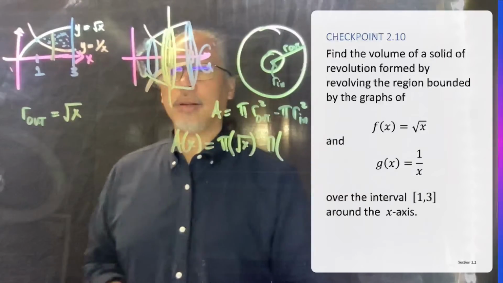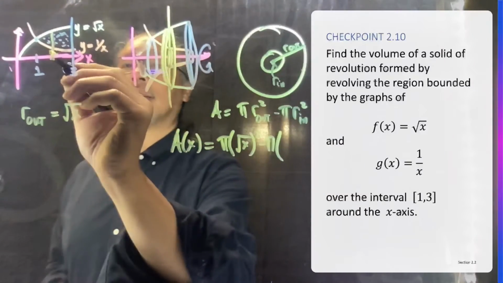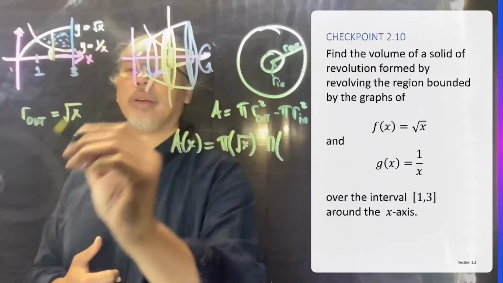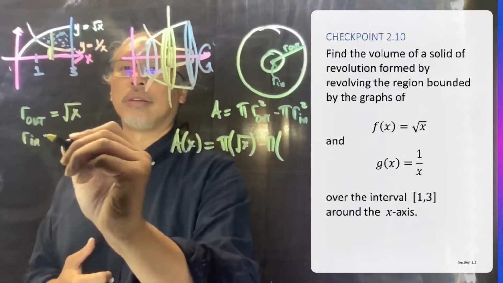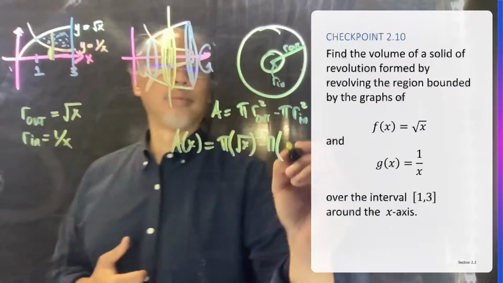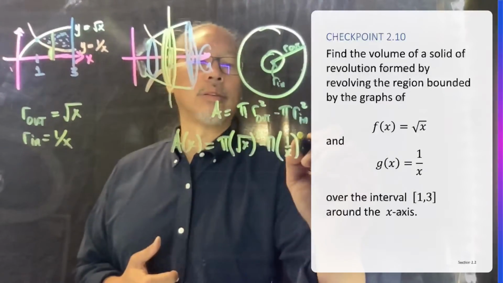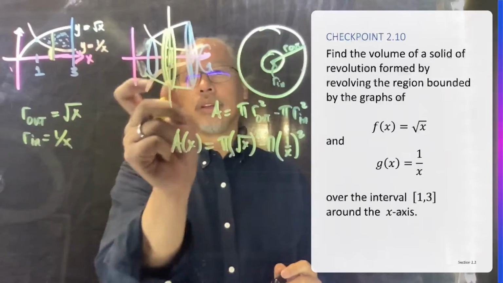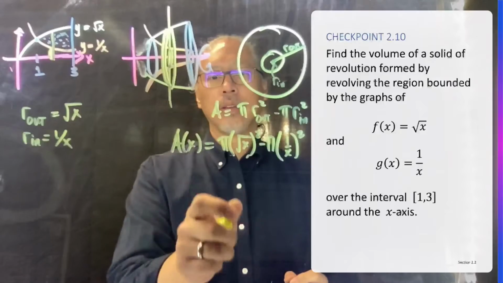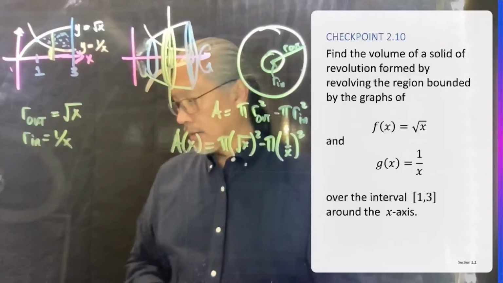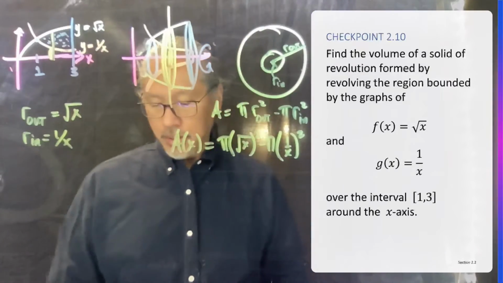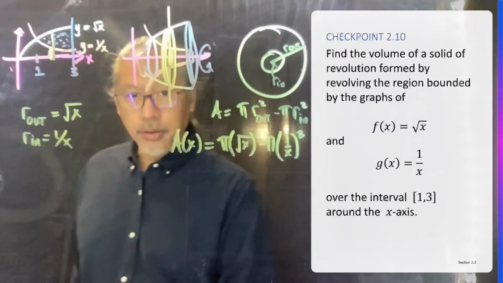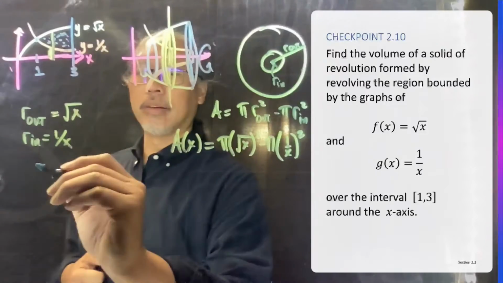And now r in is going to go from the axis of rotation to the closest edge of the region, which is 1 over x. So that's going to be 1 over x squared. So this is going to be our integral. Our thickness is going along the x-axis, so that's delta x, and that is going to change our Riemann sum into an integral with a dx. All right, so let's go ahead and write our integral.